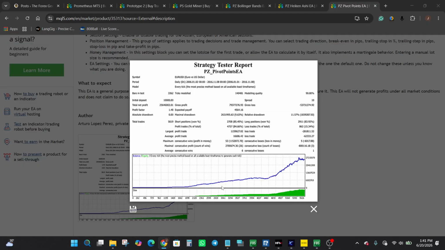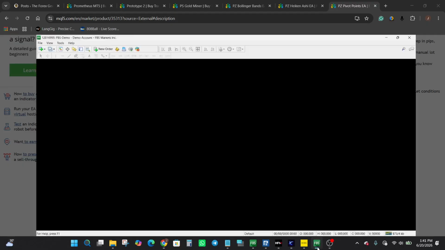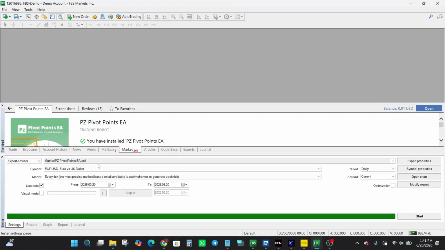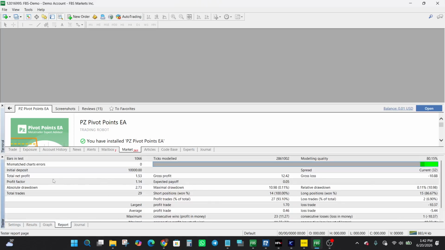All right, let's head over to our strategy tester and let us see how the PZ Pivot Points EA performed on EURUSD on the daily time frame over the past 3 months in 2026. We're using the every tick modeling. So from here, I can see that the initial deposit was $10,000. Total net profit was just $1.53.